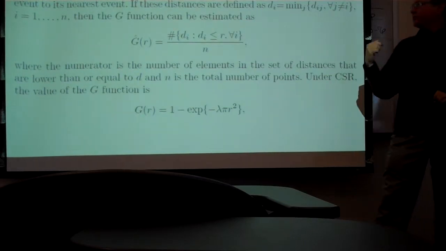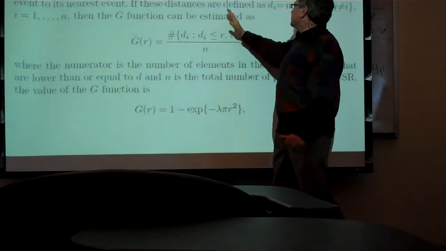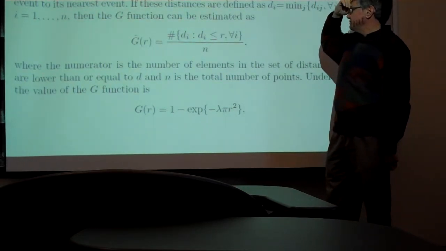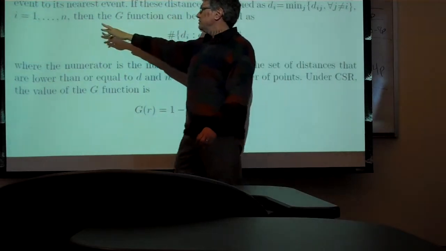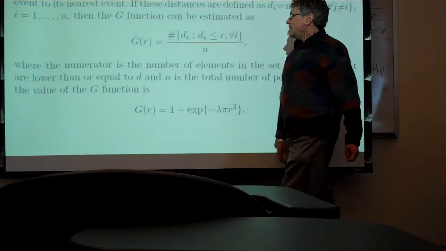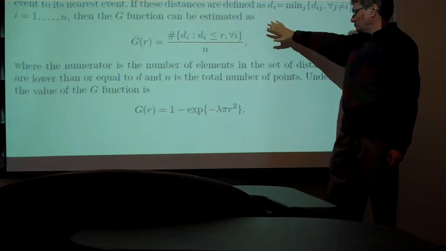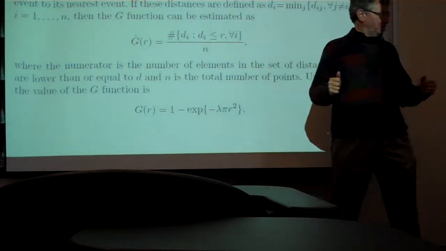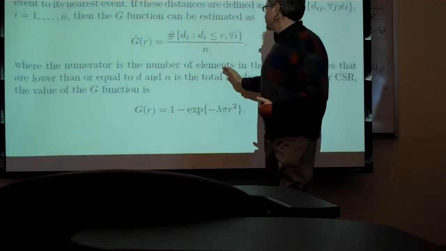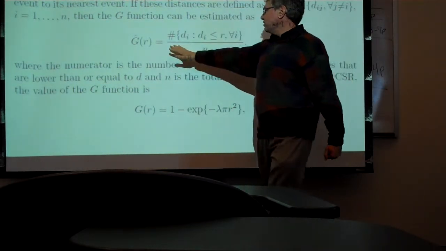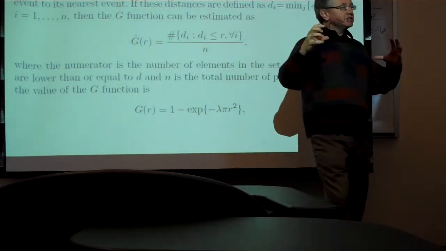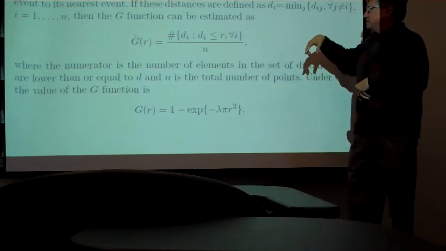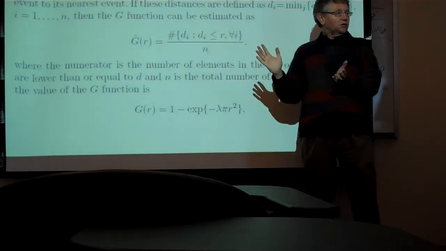So we have this distribution of distances, basically one for each event, and then the function takes that and maps it onto a distance space. G of R, where R is a distance or a radius, is the number of these distances that are within distance R or less.